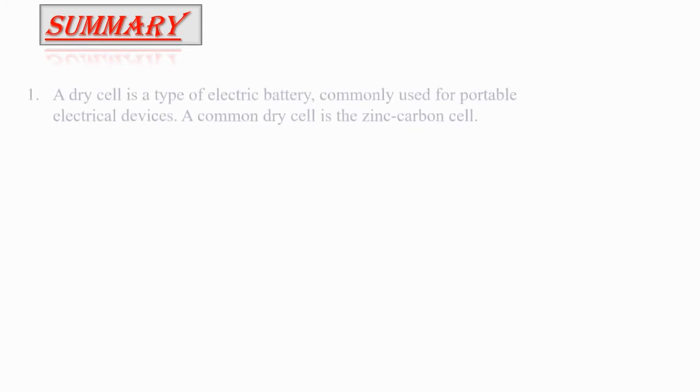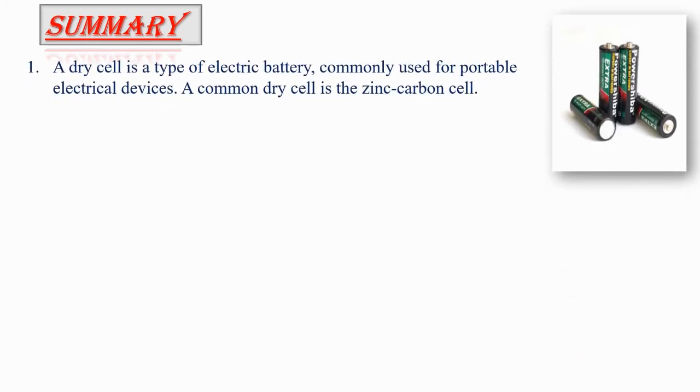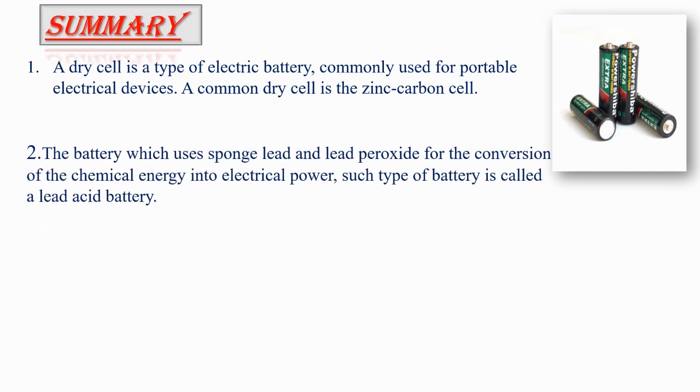Now, let us quickly summarize what we have learned. We have learned about primary cells that are also called as dry cells. A dry cell is a type of electric battery commonly used for portable electrical devices. A common dry cell is the zinc carbon cell. And we have also learned about secondary cells that are batteries or lead acid storage batteries.